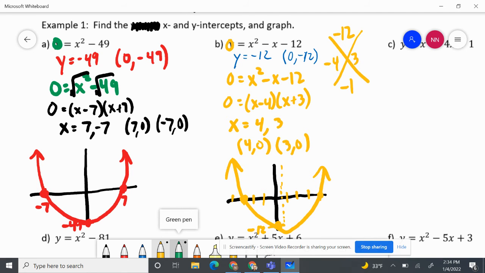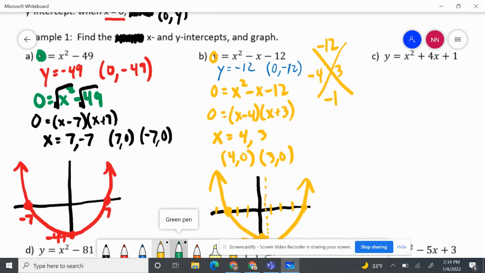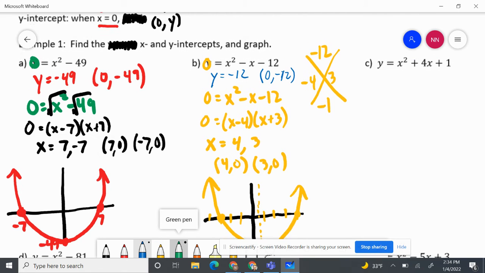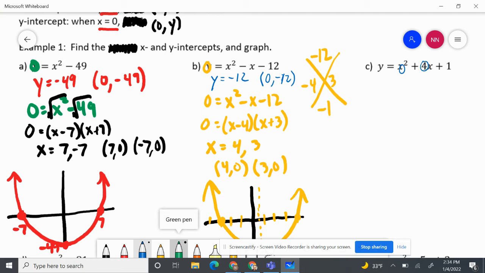Now, my last one is a little bit more difficult than the other two. And the reason why is because it's not going to factor. Now, finding the intercepts is just going to be just as easy. I plug a 0 in for the x. And what I get is y is equal to 1. So I have the ordered pair (0, 1).